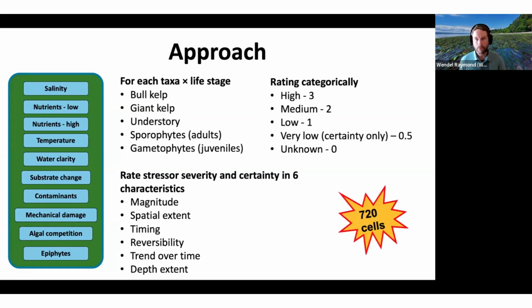Next slide. All right, so our actual rating used a simple low, medium, high categorical rating with 1, 2, 3 numerical values assigned. There was also a very low category given for our certainty ratings, and unknown received a rating of 0. And if you've been doing the math in your head of how many things we actually rated, it's 720 unique cells in a spreadsheet for our panelists to fill out. So, next slide.